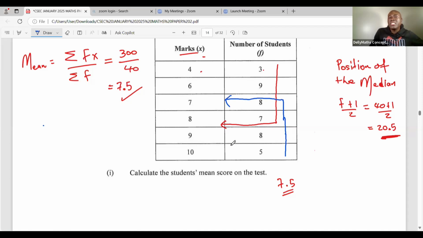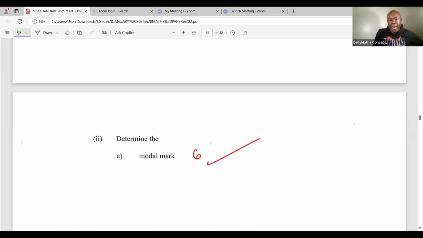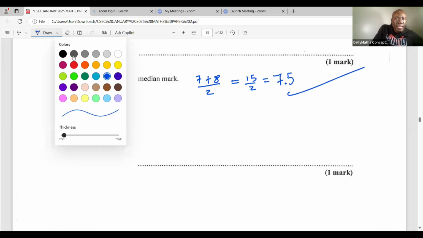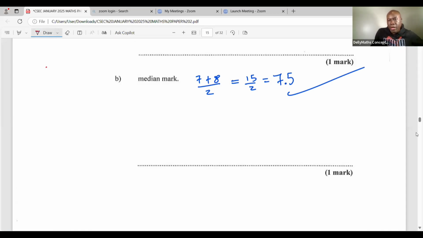All right. So what it is suggesting here is that these are the two numbers that I do need right here. So I'm going to take those two numbers, it is 7 and 8, add them, divide by 2, and it's going to help me out. So it's going to be 7 plus 8, that's 15 over 2. So my median is 7.5, right? That's the median right there. So let us keep rolling, all right? That's a 1 mark question.